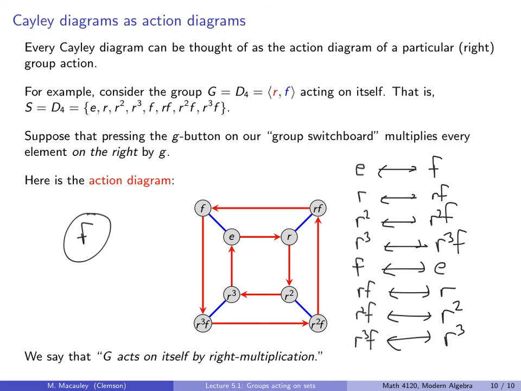So what's happening? E and F swap places, these two swap places, these two swap, and these two swap. This is a permutation of the 8 group elements. And which permutation is it? Well, at every node, just follow the blue arrow. So this is a new way of thinking about a Cayley diagram as a group action. We say that G acts on itself by right multiplication. And of course, this works for any group, finite or infinite.